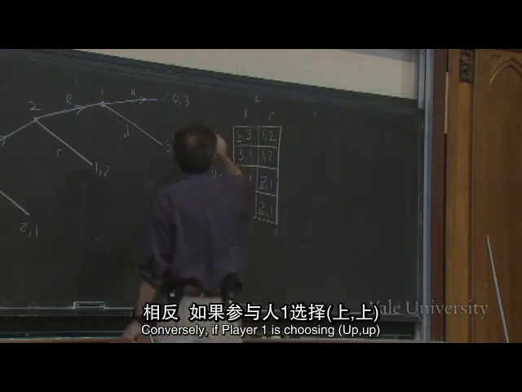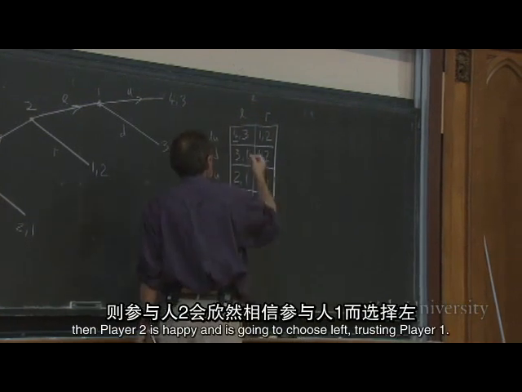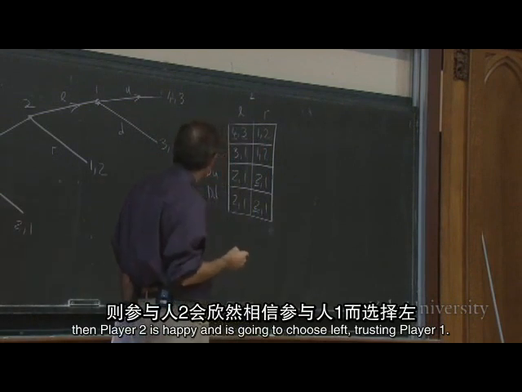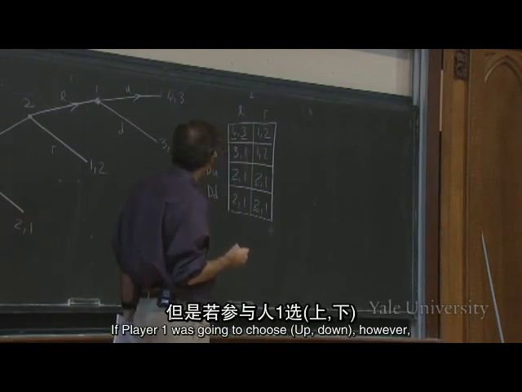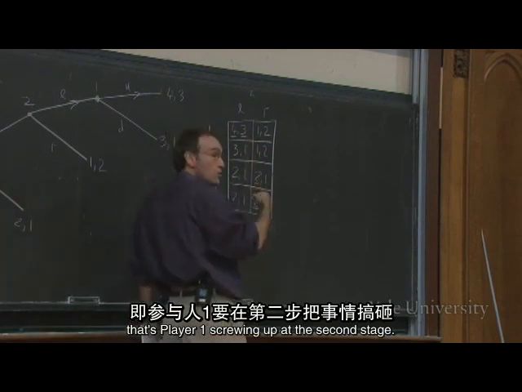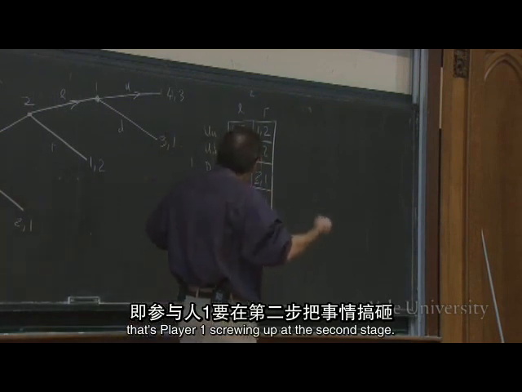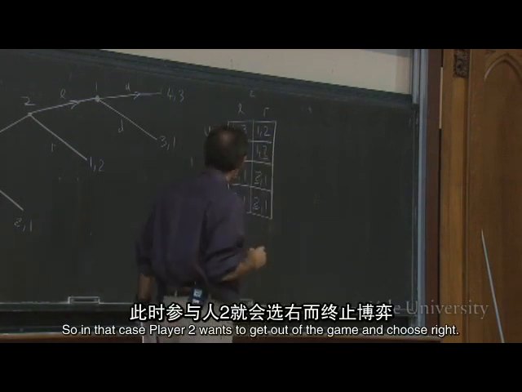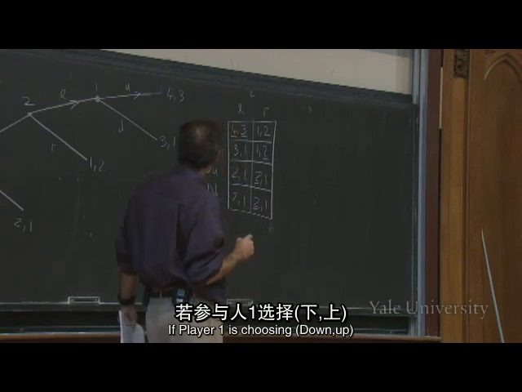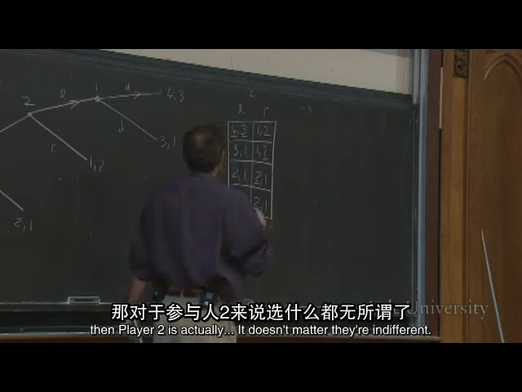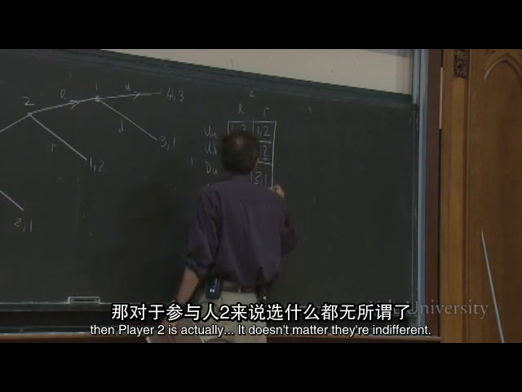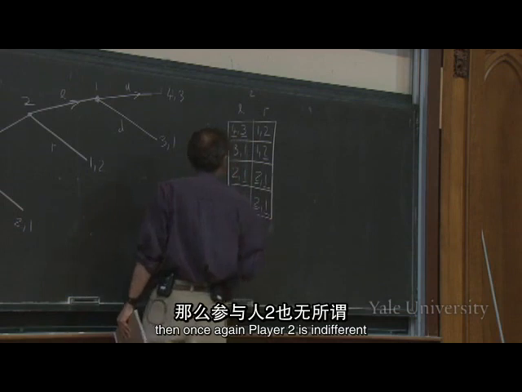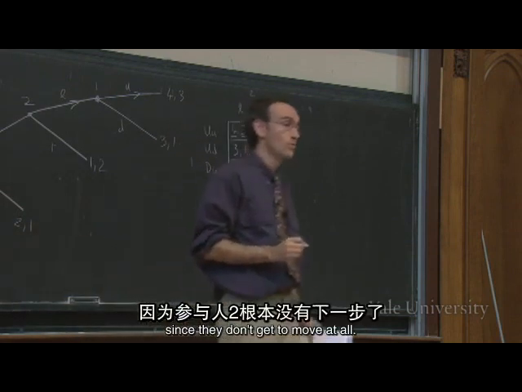Conversely, if player 1 is choosing up, up, then player 2 is happy and is going to choose left. It's trusting player 1. If player 1 was going to choose up, down, however, then that's player 1 screwing up at the second stage, so in that case player 2 wants to get out of the game and choose right. If player 1 is choosing down up, then player 2 is indifferent, and if player 1 is choosing down down, then once again player 2 is indifferent, since they don't get to move at all.